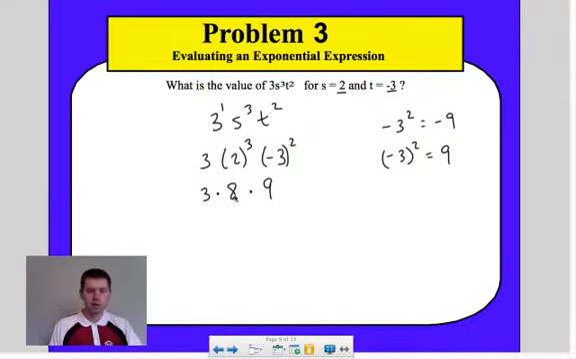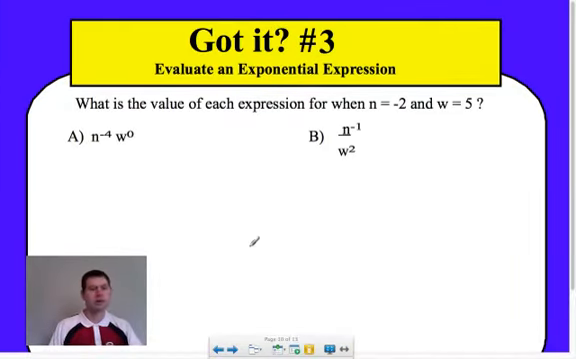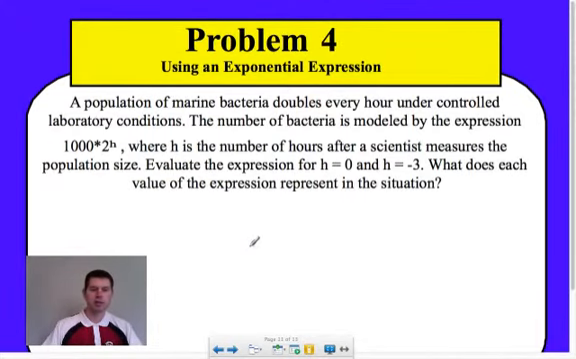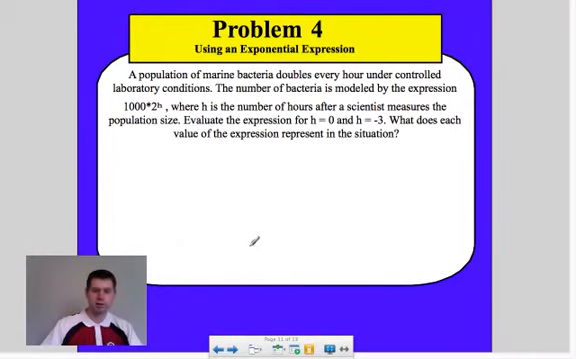Okay, so once we're here, we're just going to multiply. We're going to take 3 times 8, get 24 times 9. 9 times 4 gives you 36. 9 times 2 is your 18, giving you 216. So our answer would be 216. Alright, so got it, number 3. Again, pay attention to what's being raised to what power, and make sure that you're using parentheses when you enter in values. Okay, so let's look at problem number 4 here.